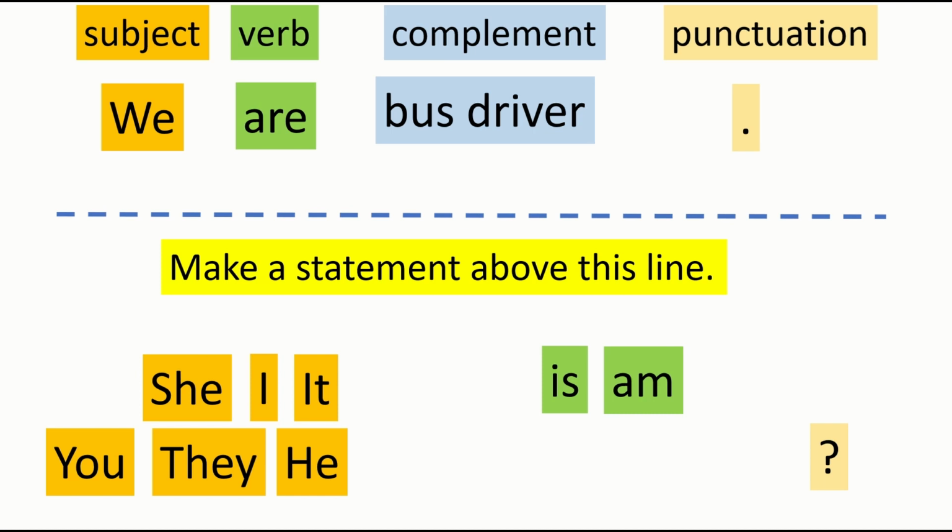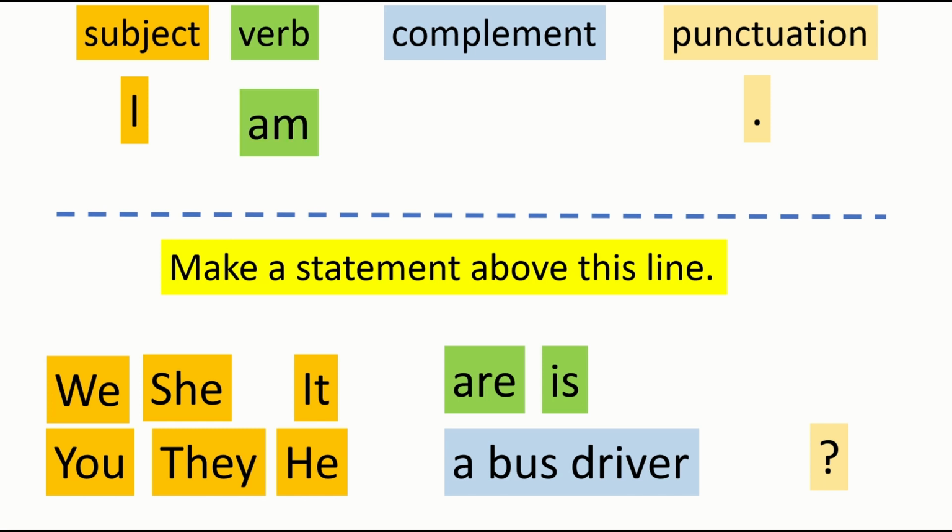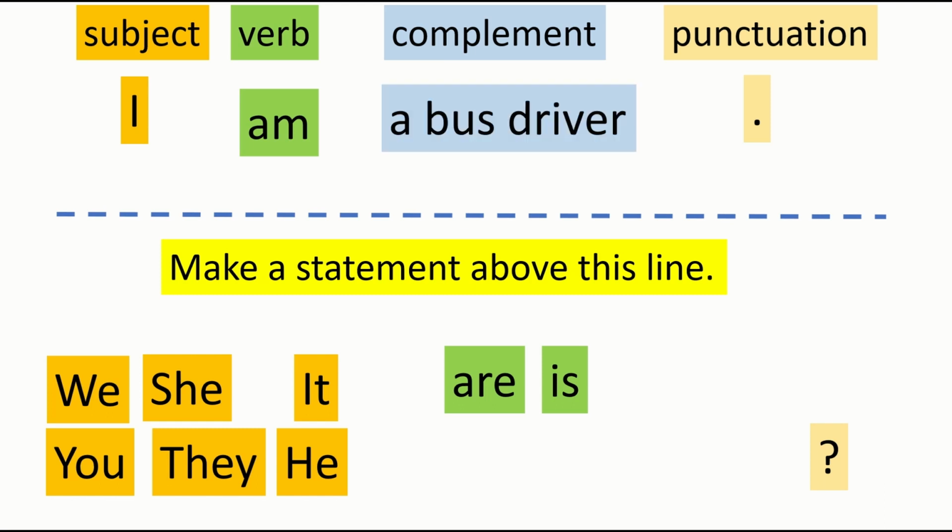Let's do that again. All right, so make a statement. I'm going to use a period. This time, how about I? Let me use I. I am a bus driver. Period. Okay. Make a statement above the line. We did that. Good job.